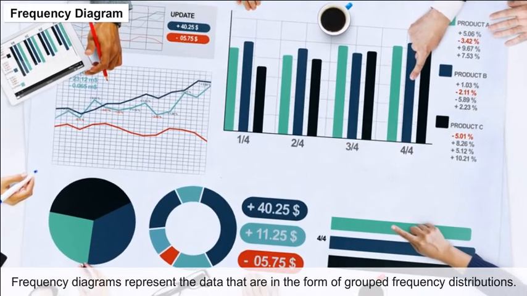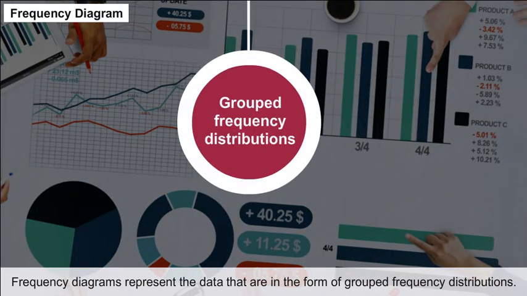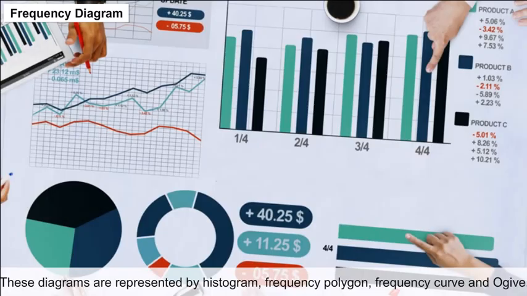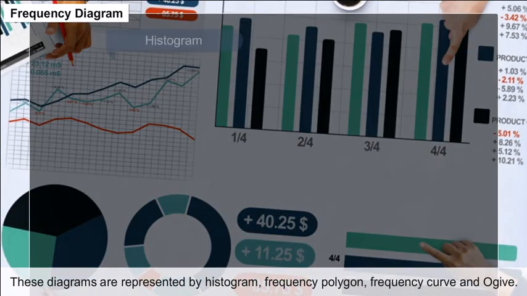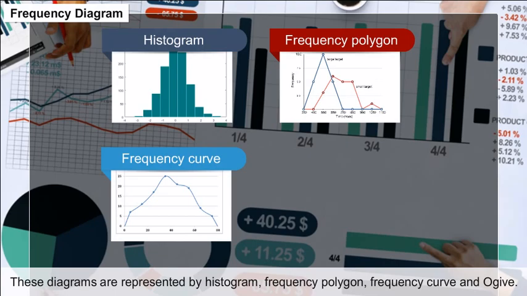Frequency diagram. Frequency diagrams represent the data that are in the form of grouped frequency distributions. These diagrams are represented by histogram, frequency polygon, frequency curve, and ogive.